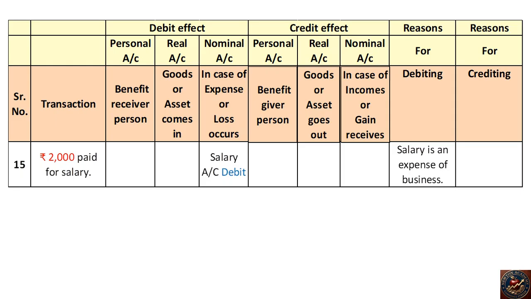The credit side. Cash is a real asset. When we pay employee wages, physical cash moves away from our cash counter. According to the real account rule, we credit what goes out. Therefore, we credit cash account. The reason for crediting is cash goes out from the business.